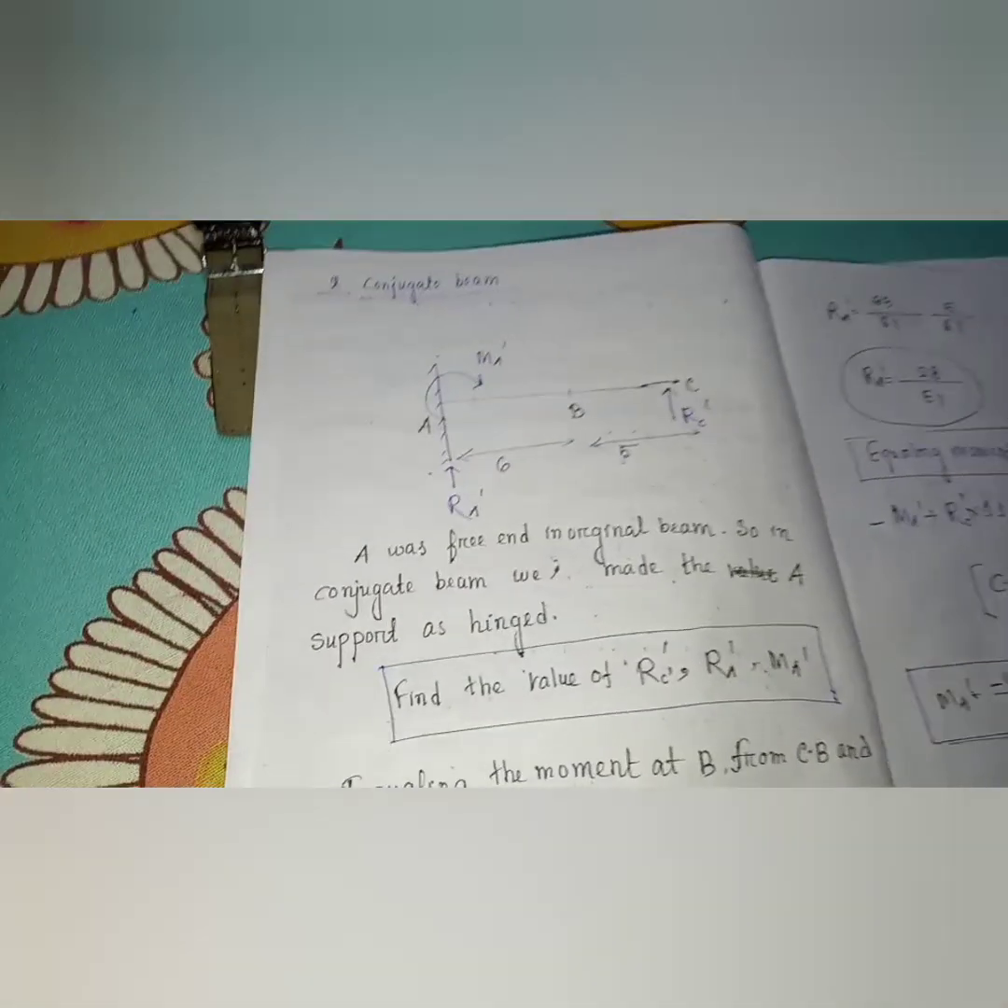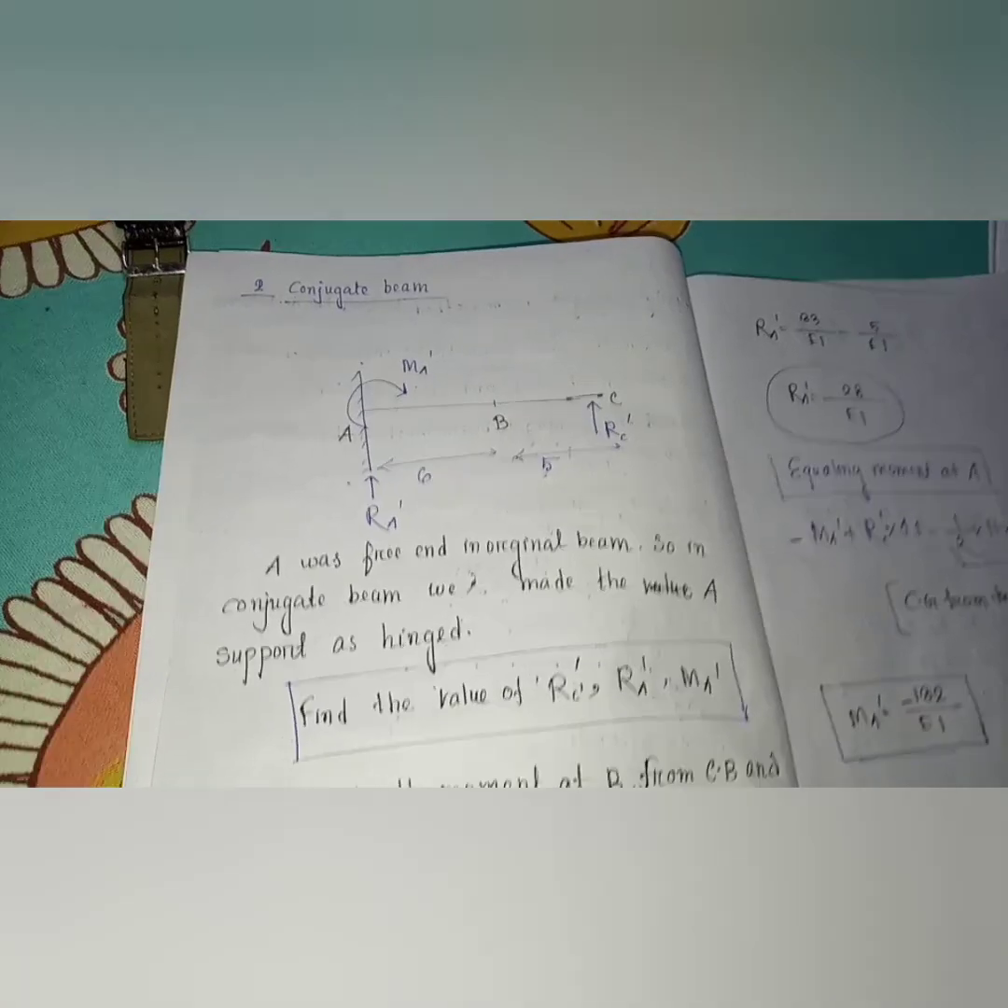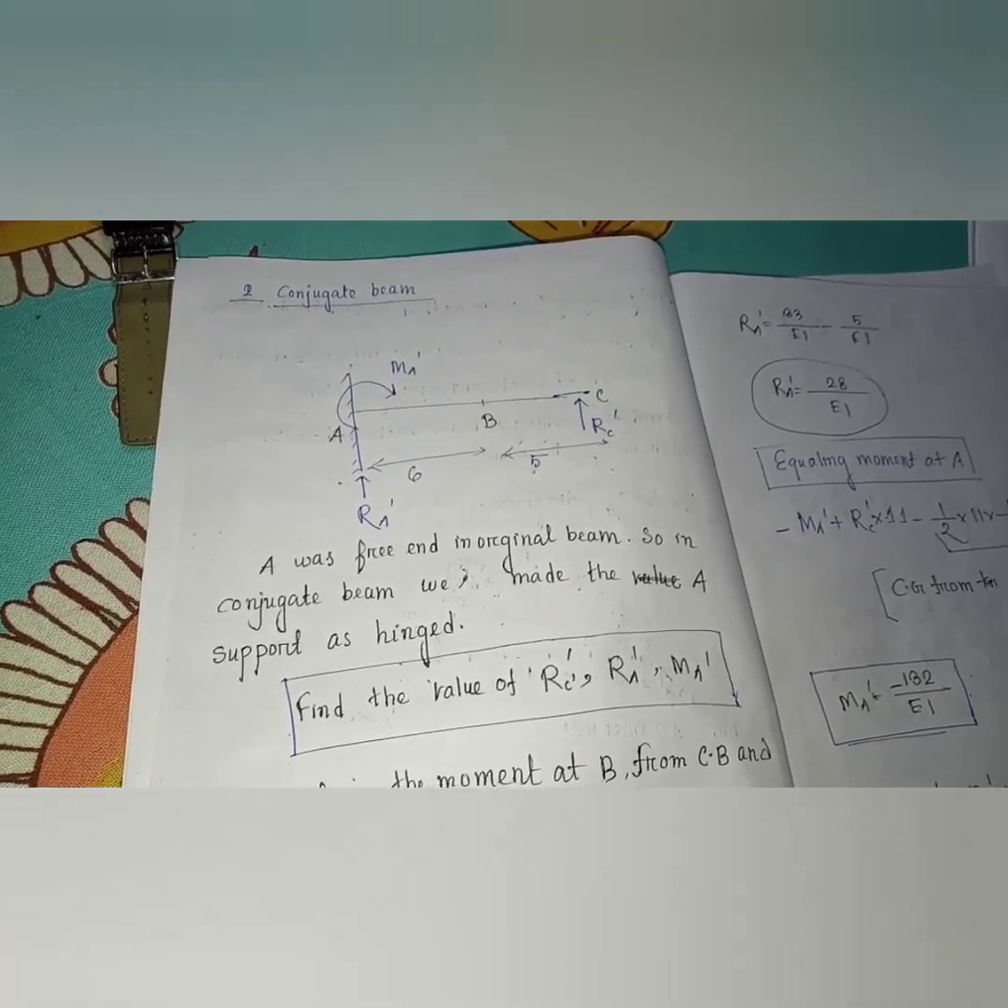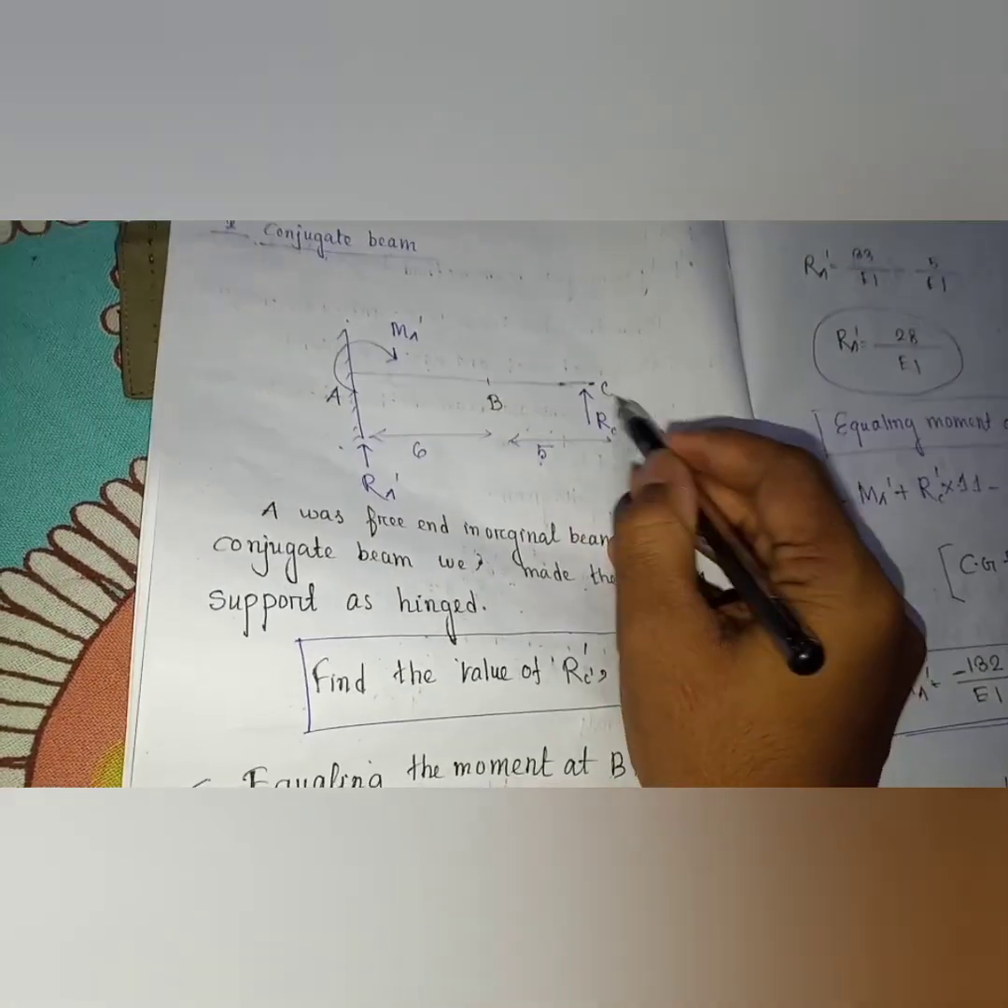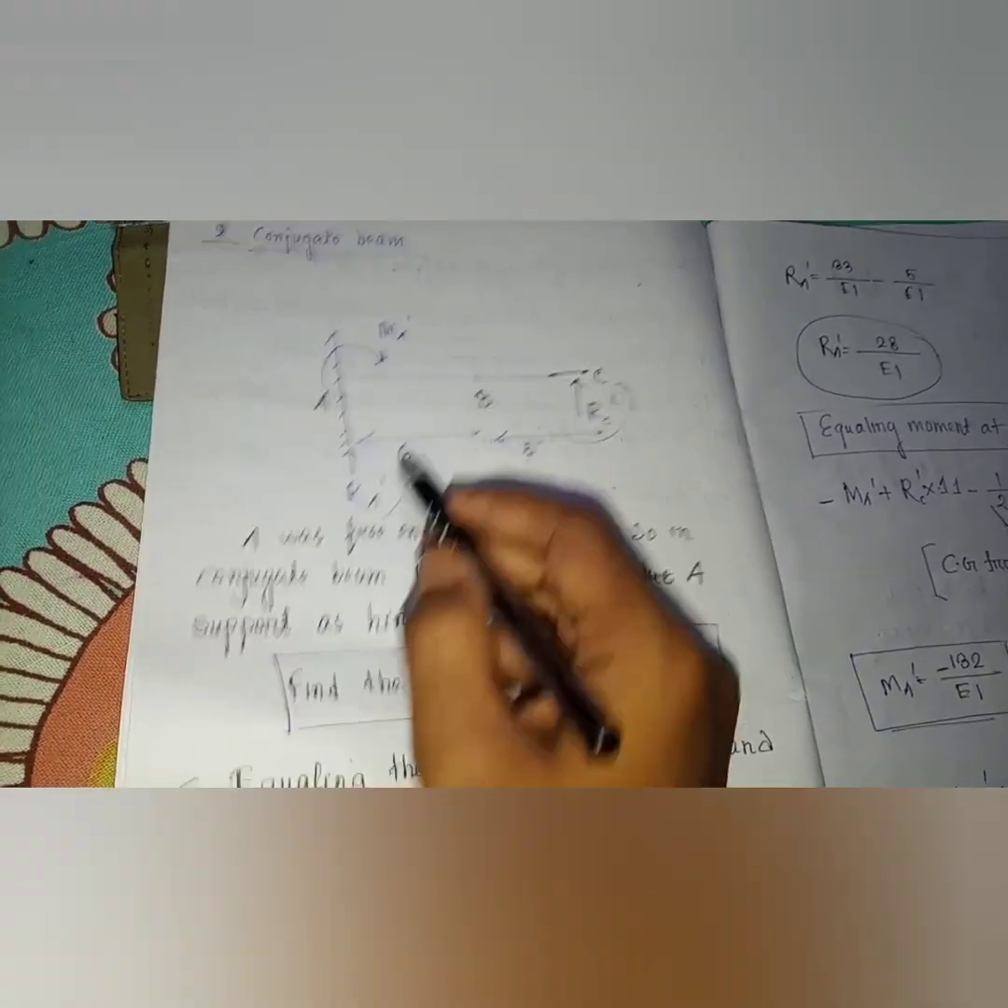So after drawing this M by EI diagram, our next step will be what? Our next step will be to draw the conjugate beam. And to draw the conjugate beam, we need three things. That means RC dash, RA dash, right?